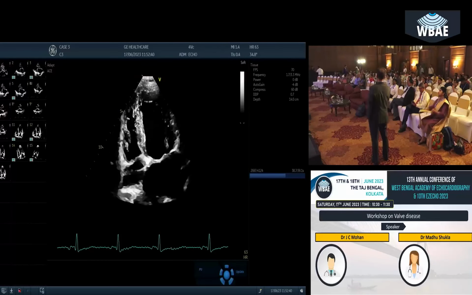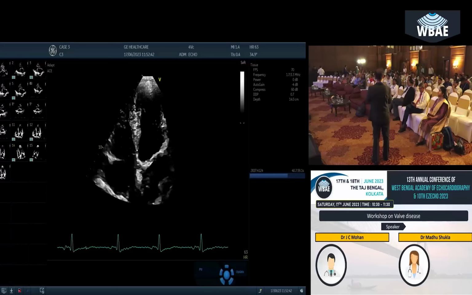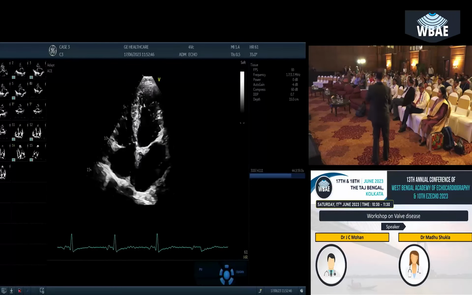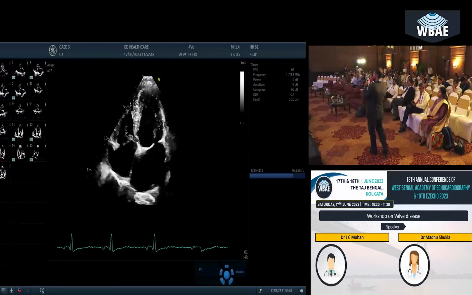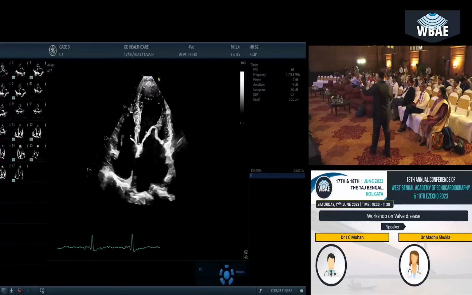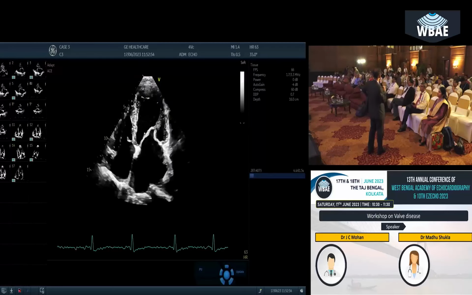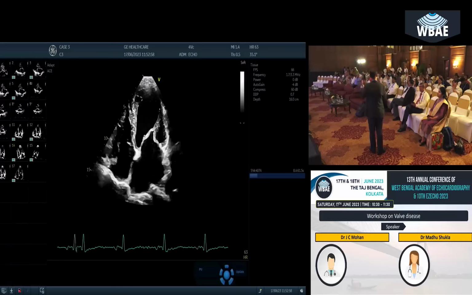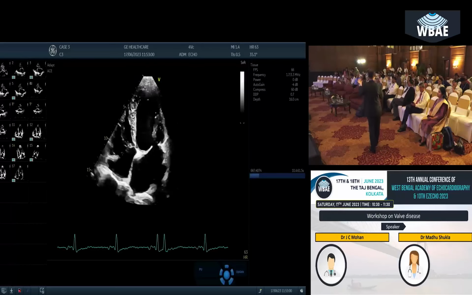Whenever we want to have the LA view, it is important to make the apex foreshortened. To get the LA view, can you foreshorten the apex now? This is foreshortened, so the LA becomes prominent. The way you do it is to go slightly above in the same place. This is the LA focus view. Earlier, we were doing a zoomed view for LA.